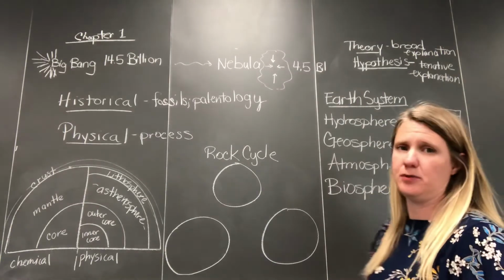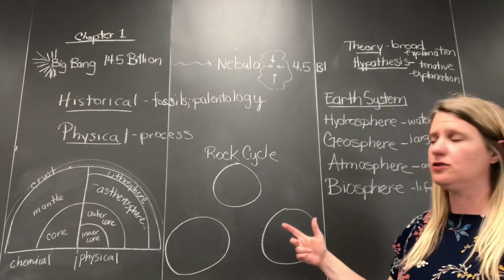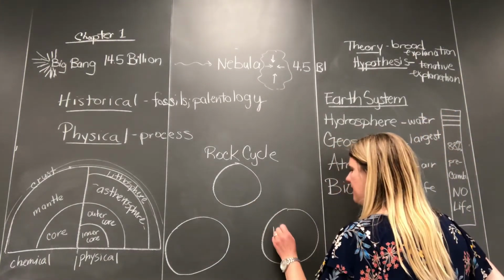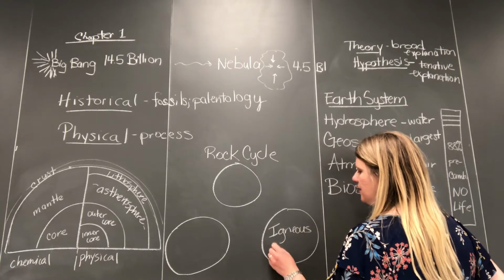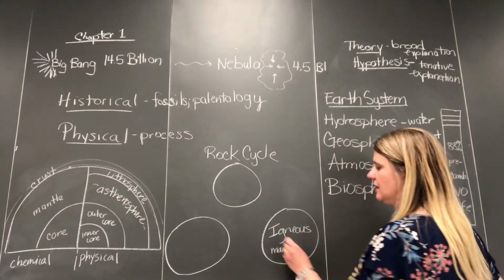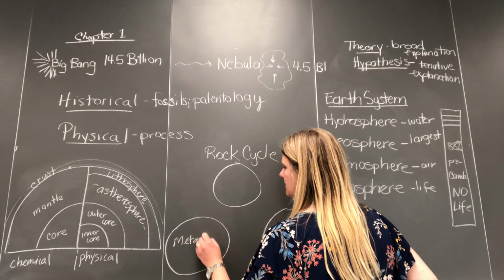The last and most important part of this chapter is the rock cycle. And I would like you to draw the three circles because these are the three types of rocks. The first type, my favorite, is igneous. And igneous is made from magma. Magma is liquid rock inside the earth. The second most favorite is metamorphic.